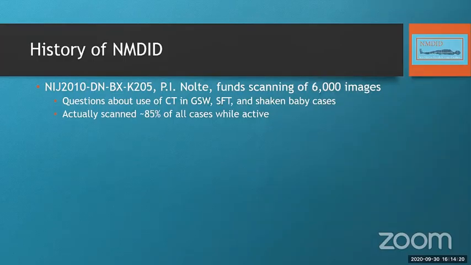In 2010, University of New Mexico was awarded a grant by the NIJ with the principal investigator, Dr. Kurt Nolte, and that funded the scanning of about 6,000 images, the first 6,000 images that were collected using the CT scan. Just because you have the scanner, that's about $1 million, but you also need somebody to run it and ways to store it, and there's expenses related to that.